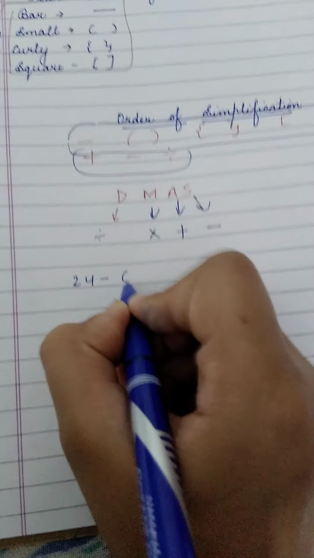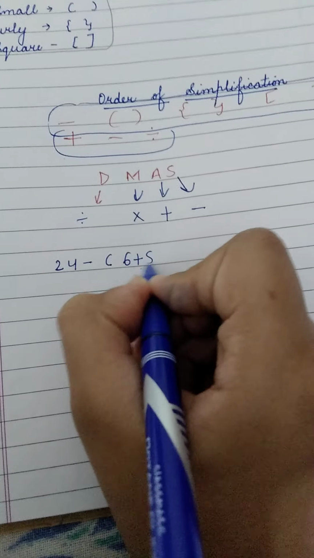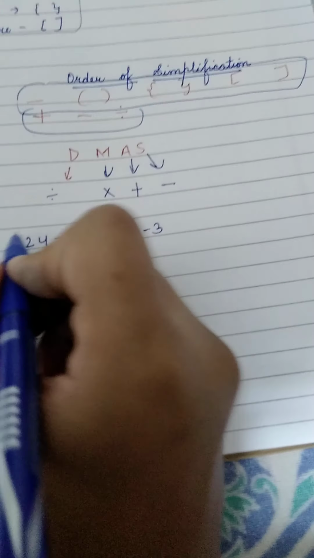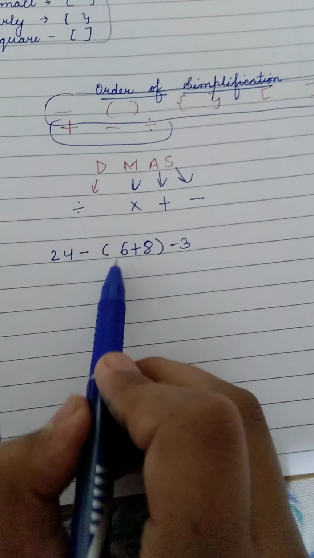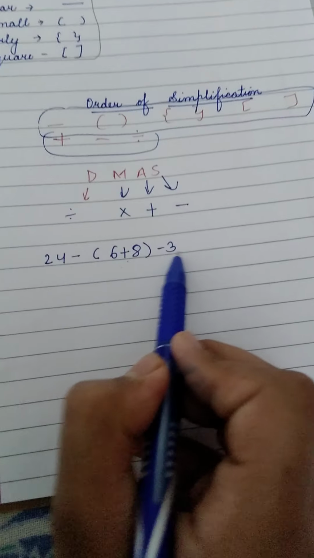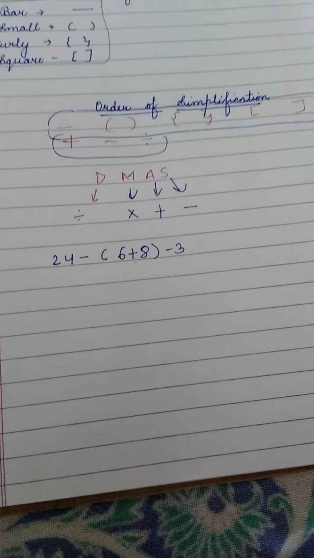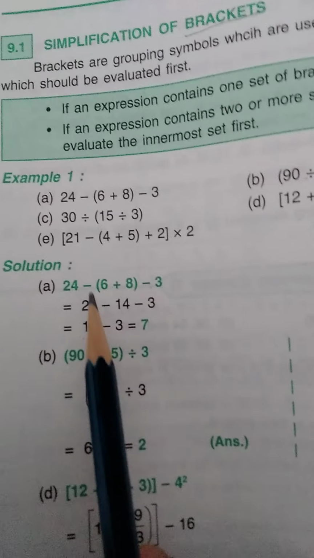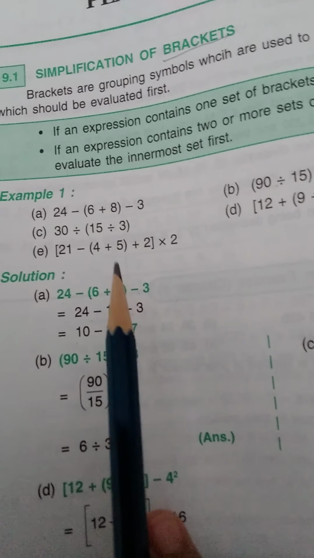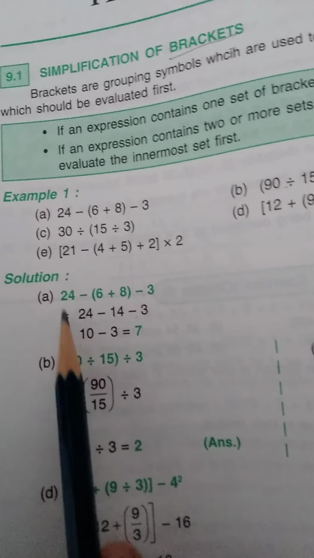Suppose your question is 24 minus, first of all let me write it and I will speak it. So 24 minus small bracket 6 plus 8 small bracket minus 3. How can we solve it? Let me read the question again. 24 minus small bracket open 6 plus 8 small bracket close minus 3.